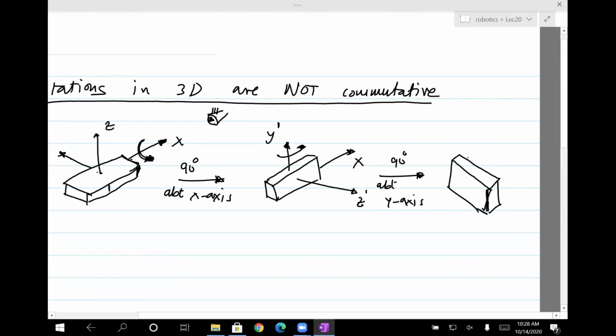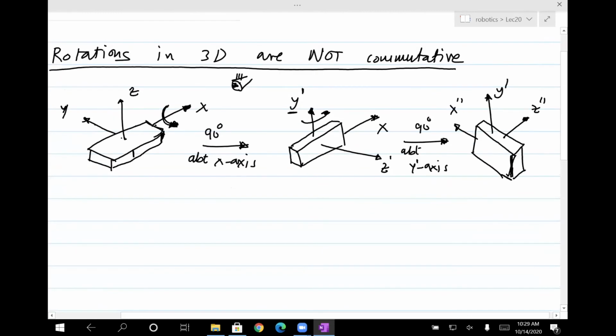Okay. So if you rotate it about the y-axis, which is now actually the new y-axis, then you would end up with this configuration. So y will be unchanged. I'll call that z double prime because it's shifted, and x will also change now. Let's call it x double prime because it's the new frame. So that's what we get if we start doing it this way.